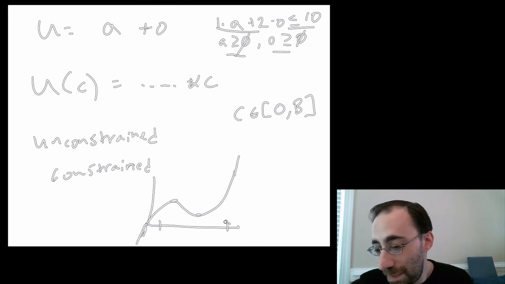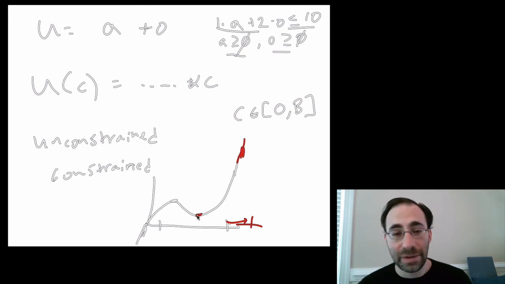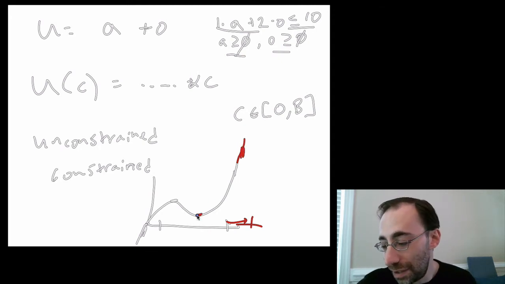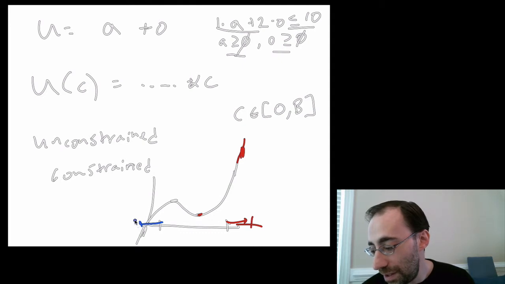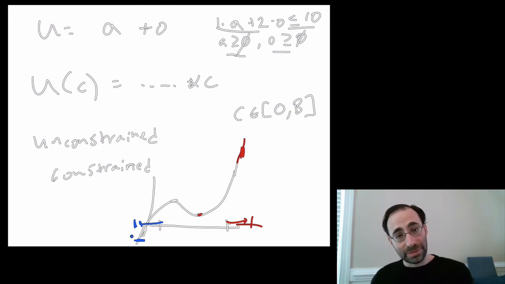If I move this bound on the right to the red spot, now the maximum is over here, but the minimum is still over here. And so on. If I move this one on the left over here, the minimum drops down to here. And so on. The point is, the bounds change the maximization and minimization problem. They change the optimization problem.